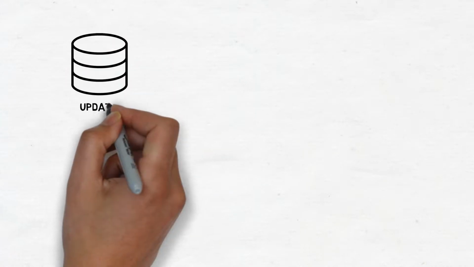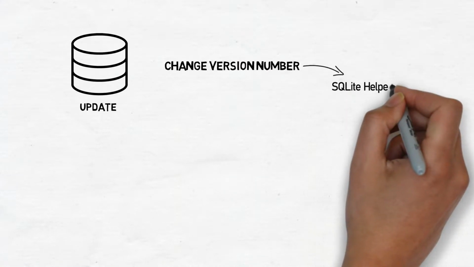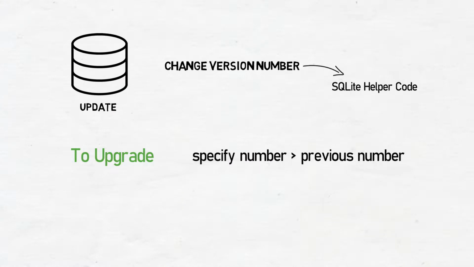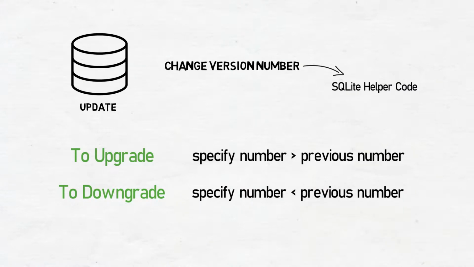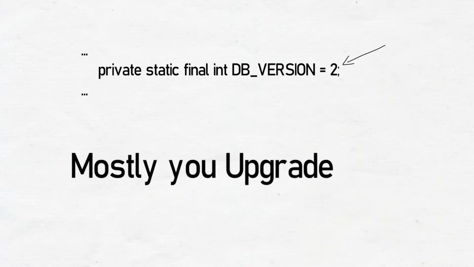When you want to update the database, you change the version number in the SQLite helper code. To upgrade the database, specify a number that's larger than you had before, and to downgrade your database, specify a number that's lower. For example, here we are increasing the version number so the database will get upgraded. Most of the time you will want to upgrade the database, so specify a number that's larger. This is because you usually only downgrade your database when you want to pull changes you made in a previous upgrade.